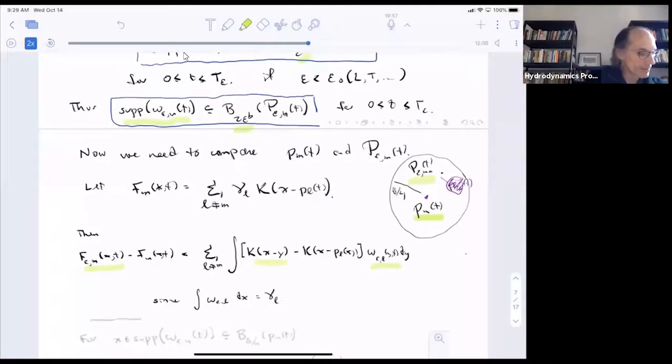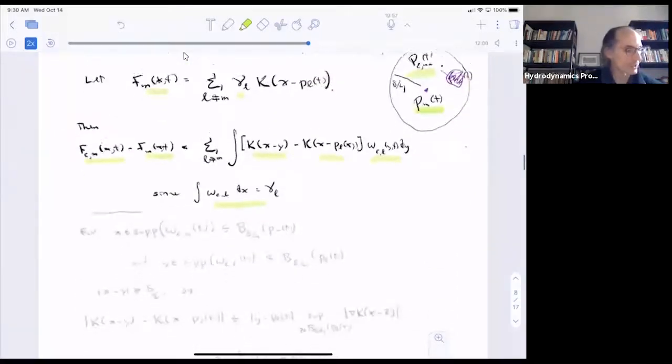And then for each m, if I write this down, the point is that the integral of omega epsilon L is always equal to gamma sub L. And so I can replace this by this integral. And I see that this is the thing that characterizes the difference between the two ODEs that I'm interested in. Okay, and so I just want to see if this is small.